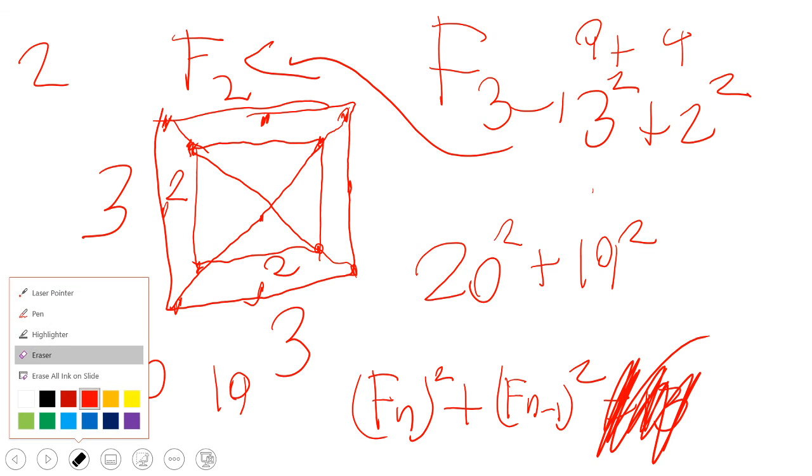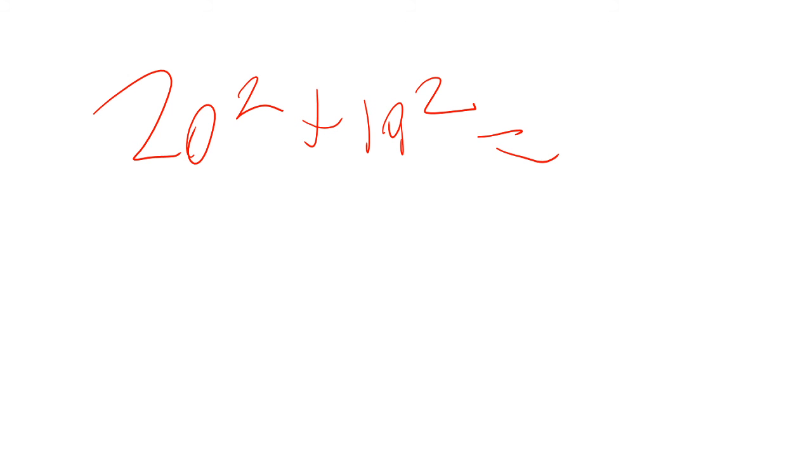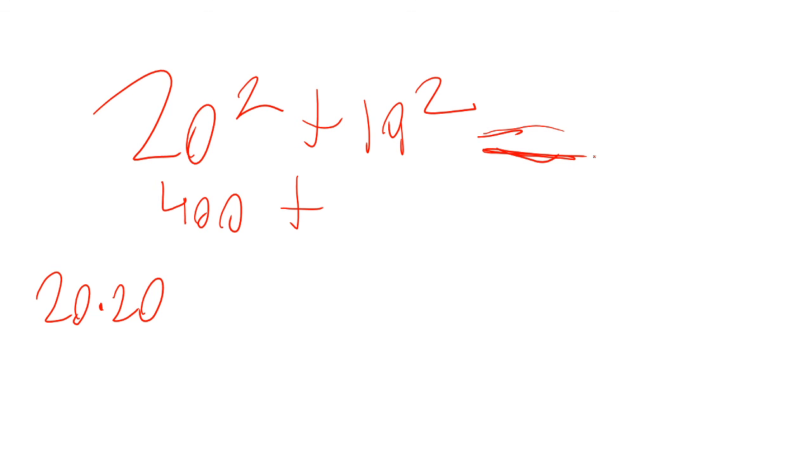All of our work has paid off. And now I'm going to just do this. 20 squared plus 19 squared. Compute. 20 squared is 20 times 20. That's 400. 19 squared. Well, you can just multiply it, but I'm going to use a faster way. I'm going to use squares of binomials to calculate this. 20 minus 1 squared is going to be our thing. And we know how to square a binomial.